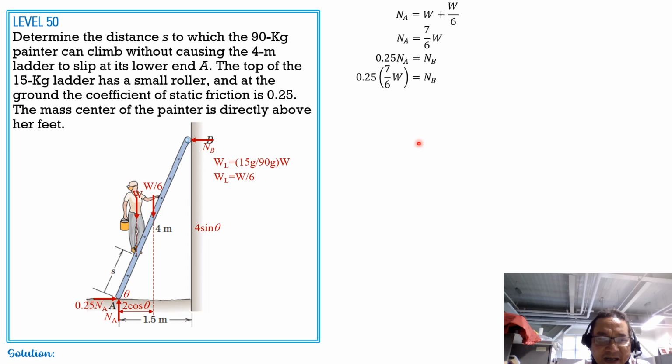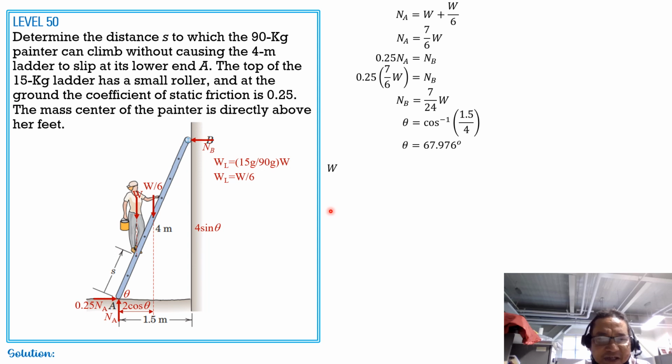So the last part is we sum up moments about A equals 0. So theta is inverse cosine, by the way, of 1.5 over 4 from this figure here. So theta is equal to 67.976 degrees.